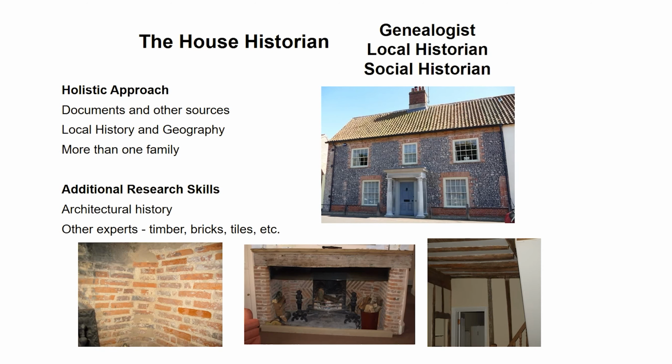The house historian needs to be a genealogist, a local historian and a social historian. It very much needs a holistic approach. That involves looking at documents and other related sources, investigating the local history and geography of an area, and researching more than one person or a family of the people that owned or occupied properties.